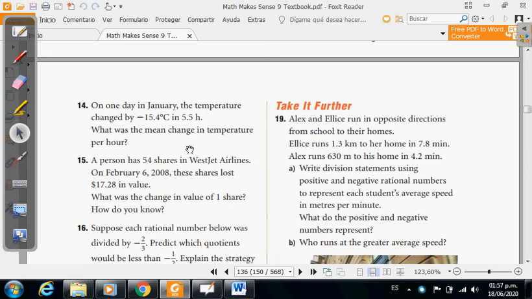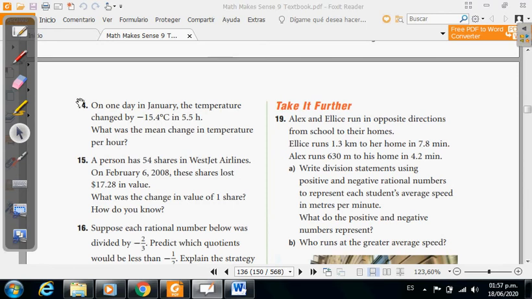En un día en enero la temperatura cambió menos 15.4 grados centígrados en 5.5 horas. Quiere decir, por este signo negativo, que la temperatura disminuyó. No fue que aumentó, sino que disminuyó. Y lo hizo en 5.5 horas. ¿Cuál fue el cambio de temperatura por cada hora?